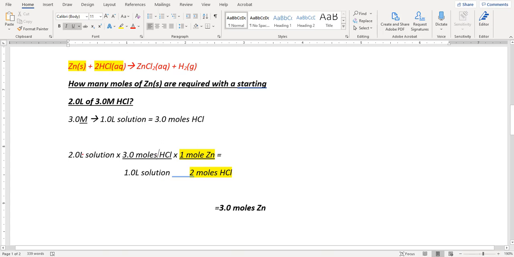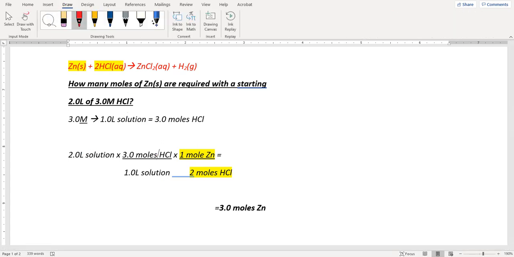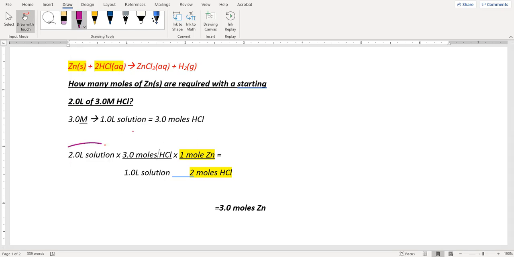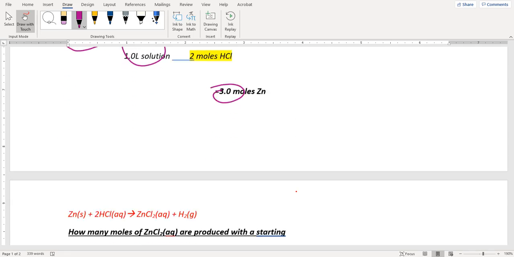Now, starting value has 2 sig figs. I'm going to use a purple pen for this one. Starting value has 2 sig figs. Molarity as a conversion factor has 2 sig figs. Ratio, it's non-measured, so we ignore it. So the final answer should have 2 sig figs.